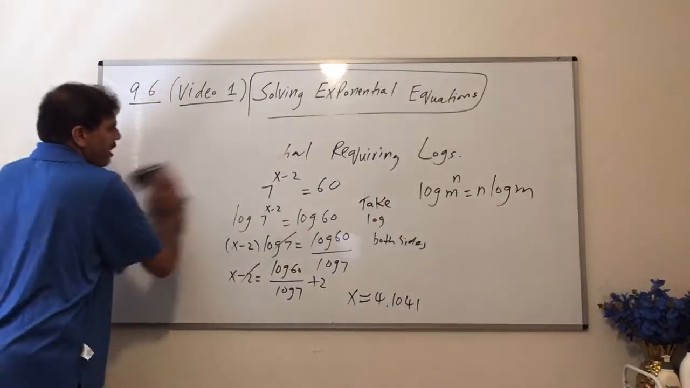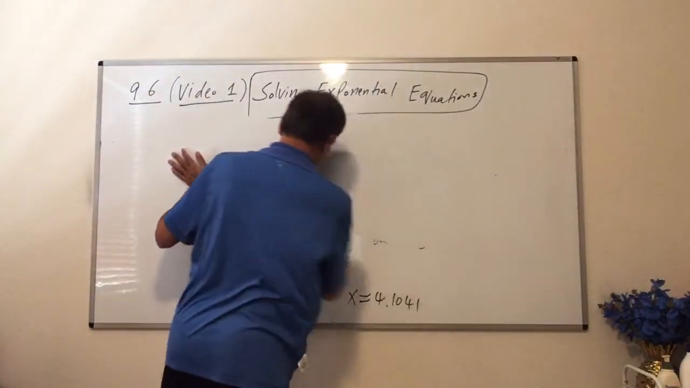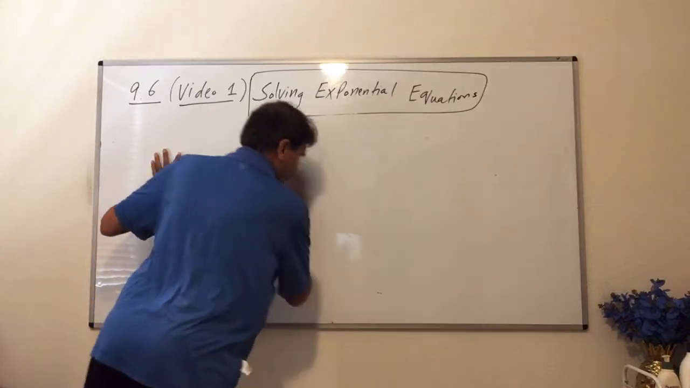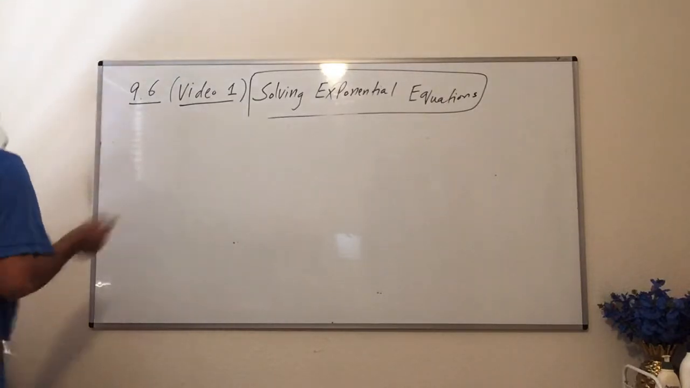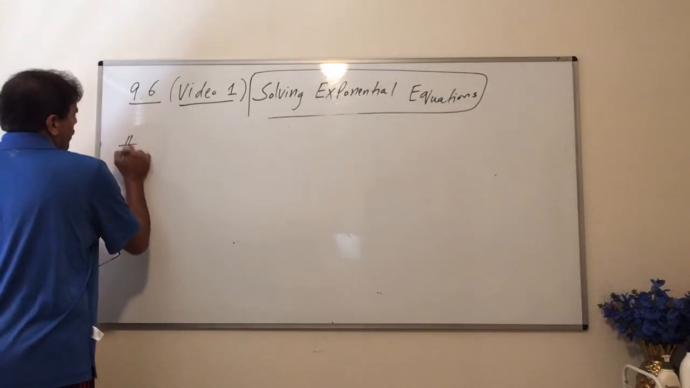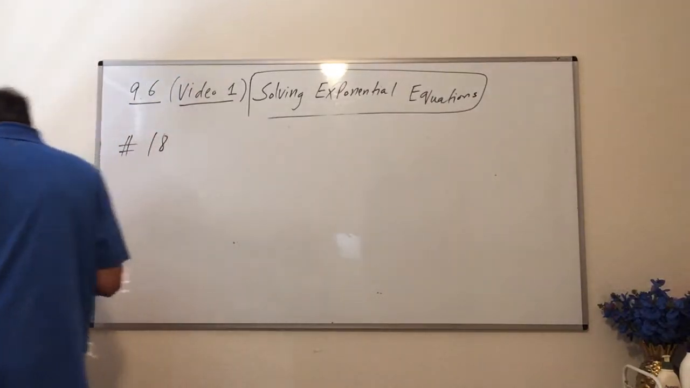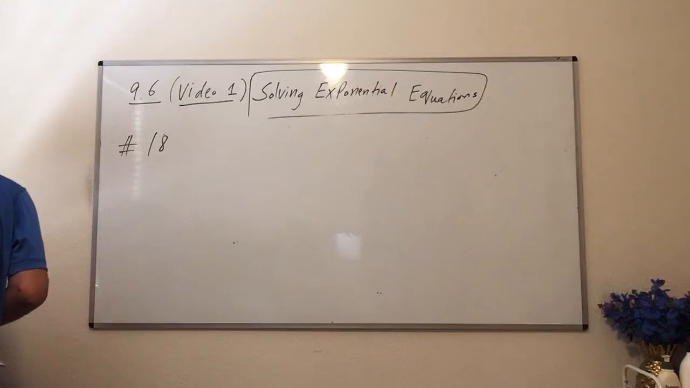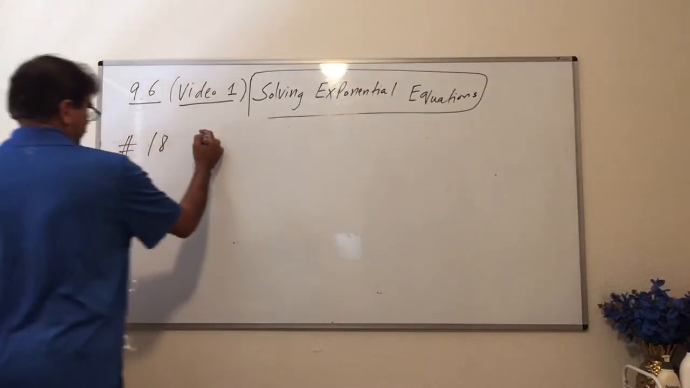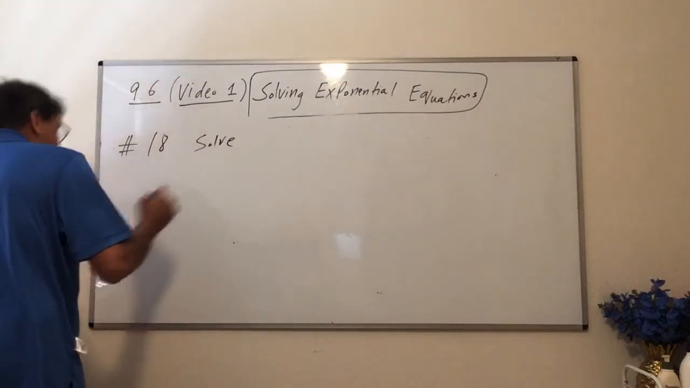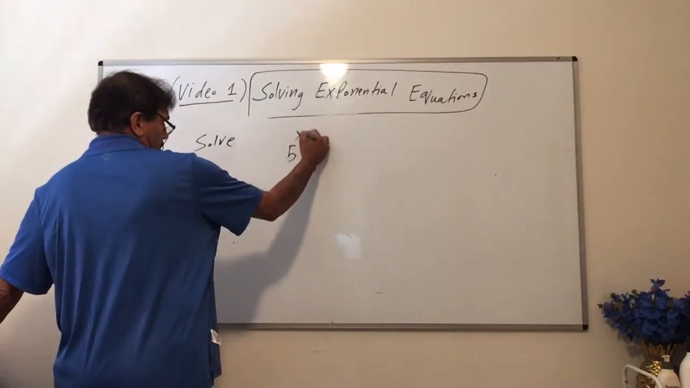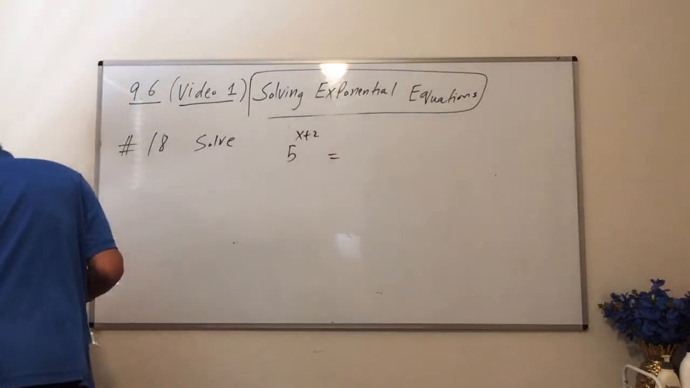When the base is e, or I can show you more than that. So here is number 18 from your textbook. The page is 631, section 9.6. So it's to solve 5 to the power x plus 2 equals 15.